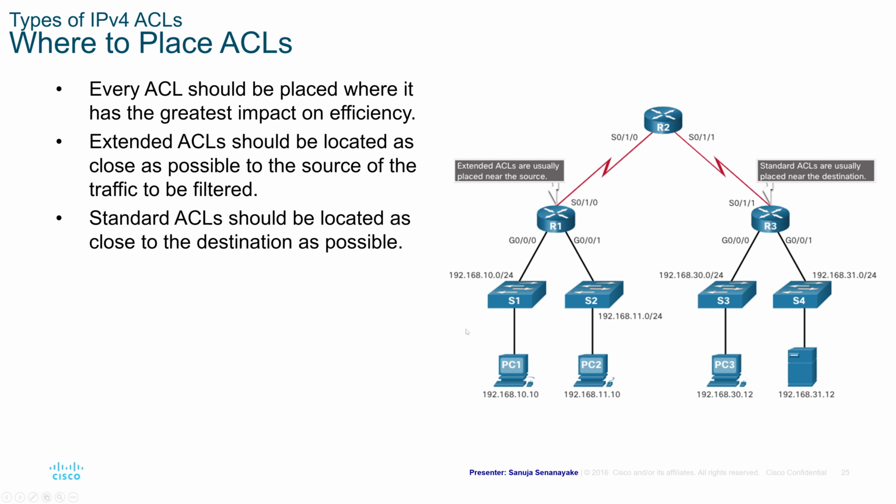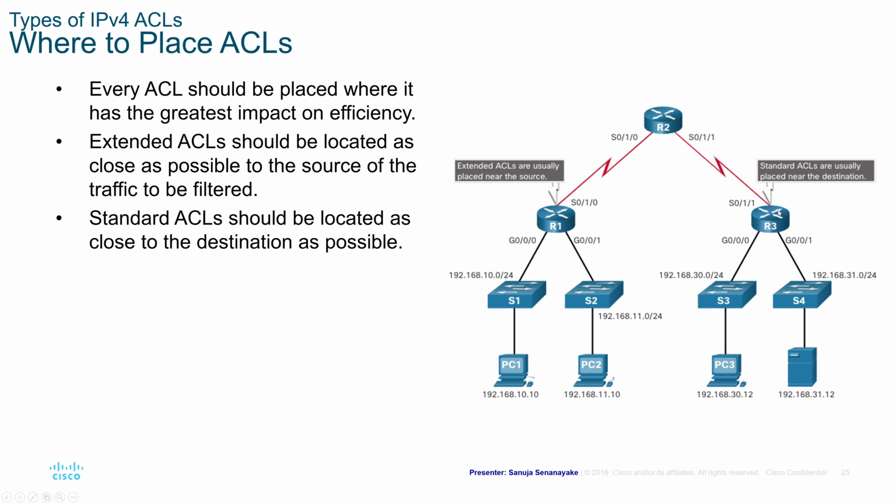So if you are filtering something using a standard ACL, filtering a host, right? If you want to filter this host, you're going to apply it on this router because it's closer to them. But if you are filtering something going to your server, so everybody tries to reach this server, what is the closest standard ACL you can apply to this server? Well, it is this hop, this R3.